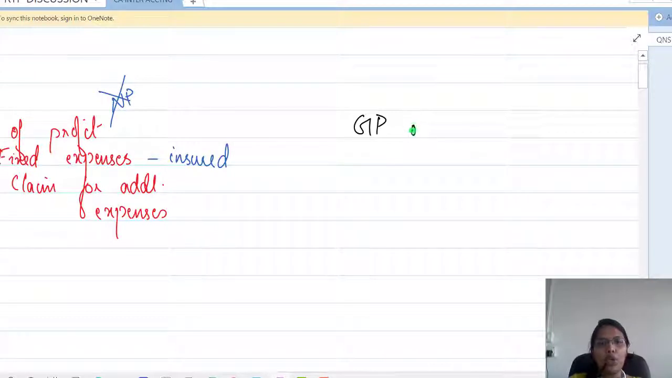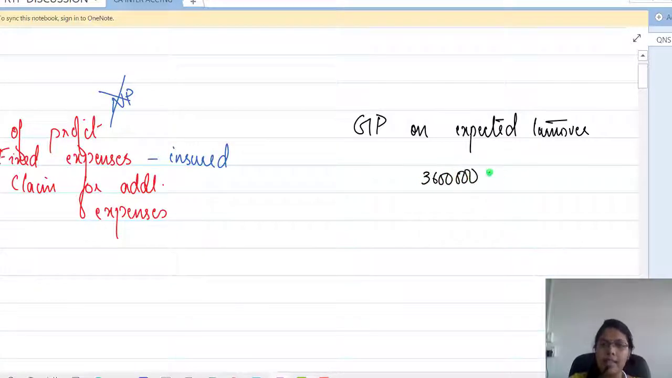So to compute GP on expected turnover, and expected turnover is 36 lakh was the previous year's turnover.